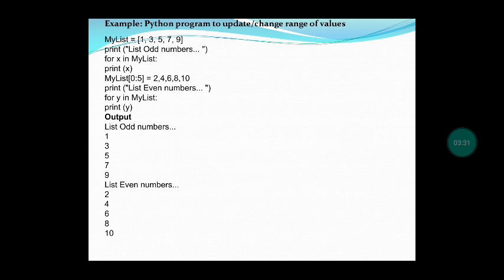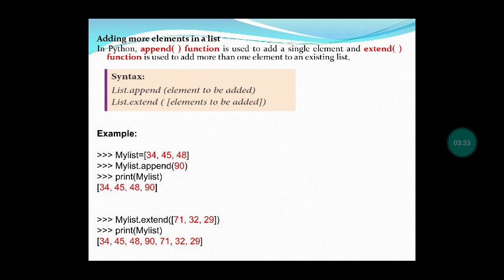Okay. Next, how to add more elements in a list. We can add more than one element in a list. For adding a single element, we can use the append function. For adding more than one element, we can use the extend function. Here, the syntax has been given for extend and append.